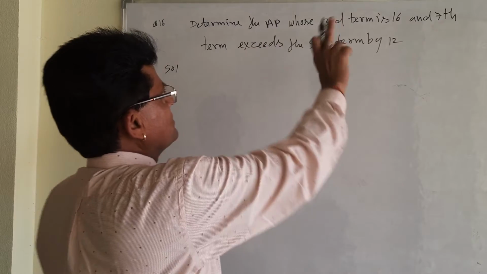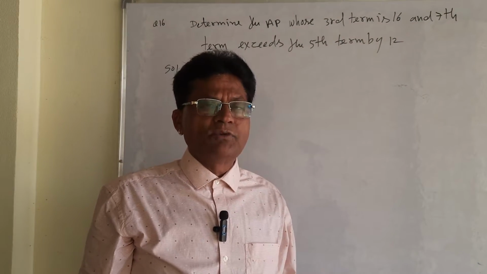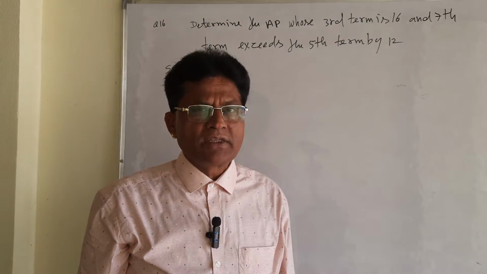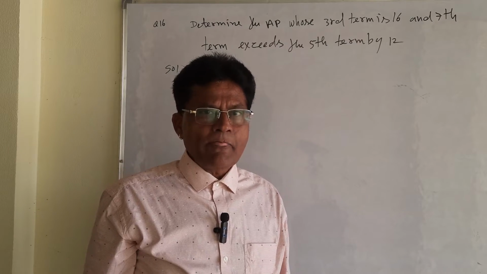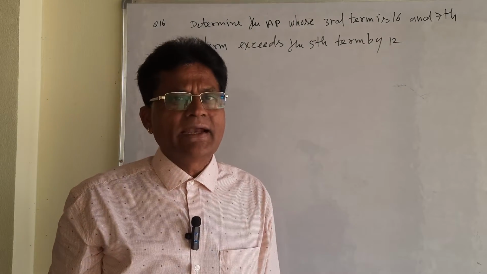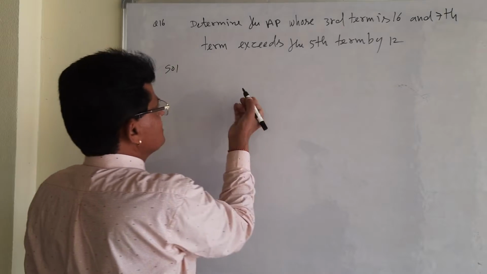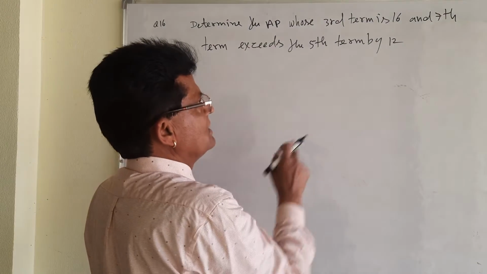Okay, determine the arithmetic progression. How can you find out the arithmetic progression? I told you in my previous videos that if you know the value of the first term as well as the common difference, you can find out the arithmetic progression. By using this, we will find out the value of A and D, the common difference. First, the third term is to be denoted by A3.